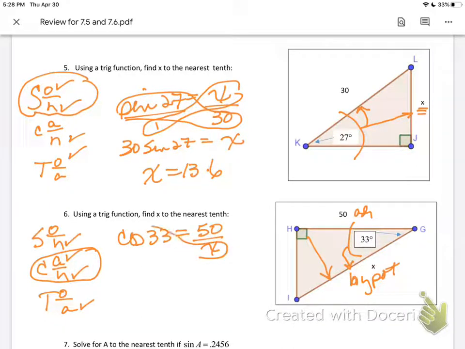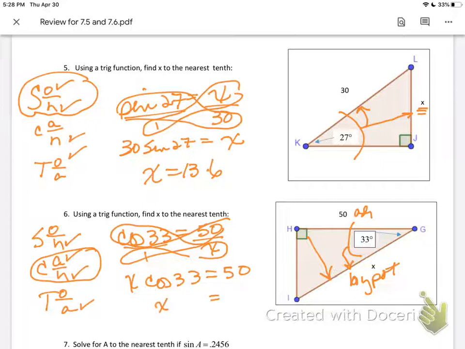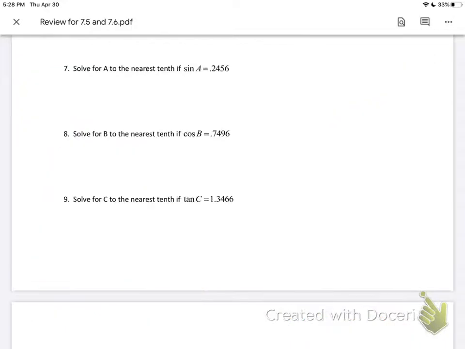Do your cross products. And I get x times cosine 33 equals 50. This is a two-step problem. Divide both sides by cosine 33. I'm just going to do it like this to save some space. And put that in your calculator. And I am getting, to round to the nearest tenth, x is 59.6.